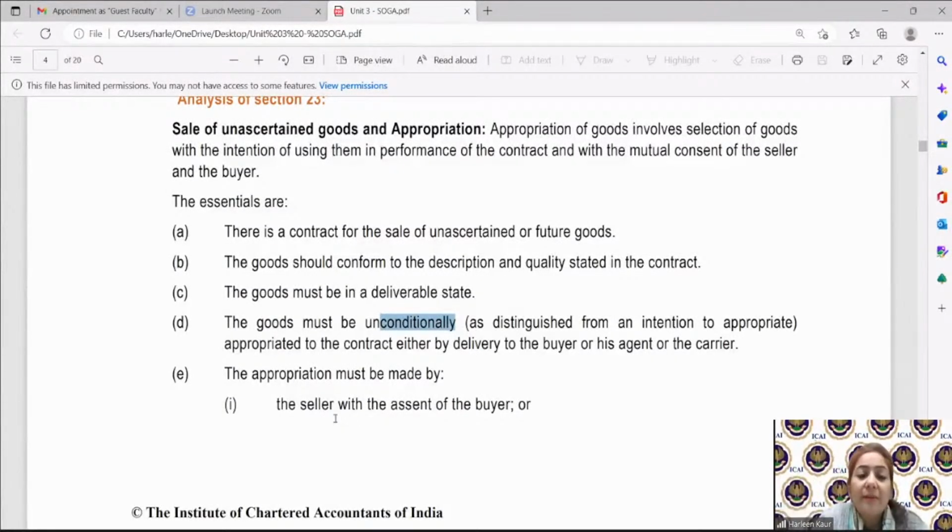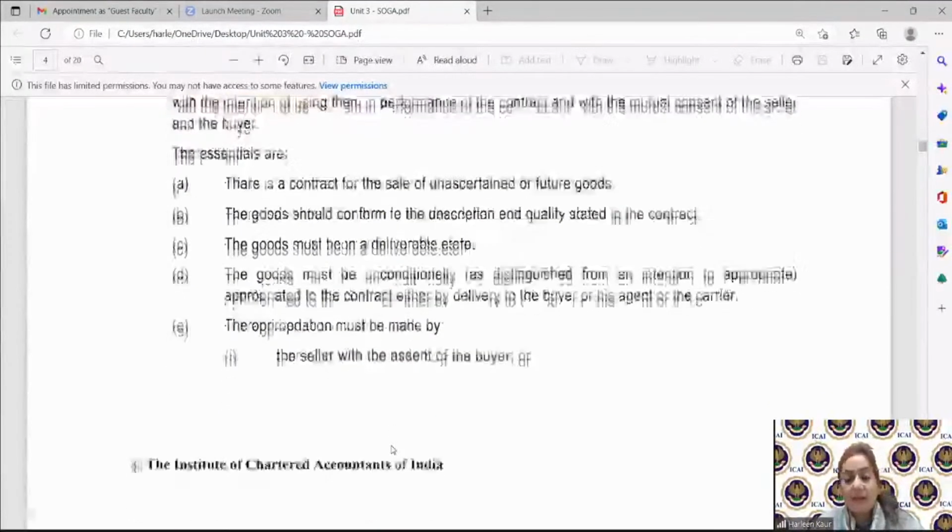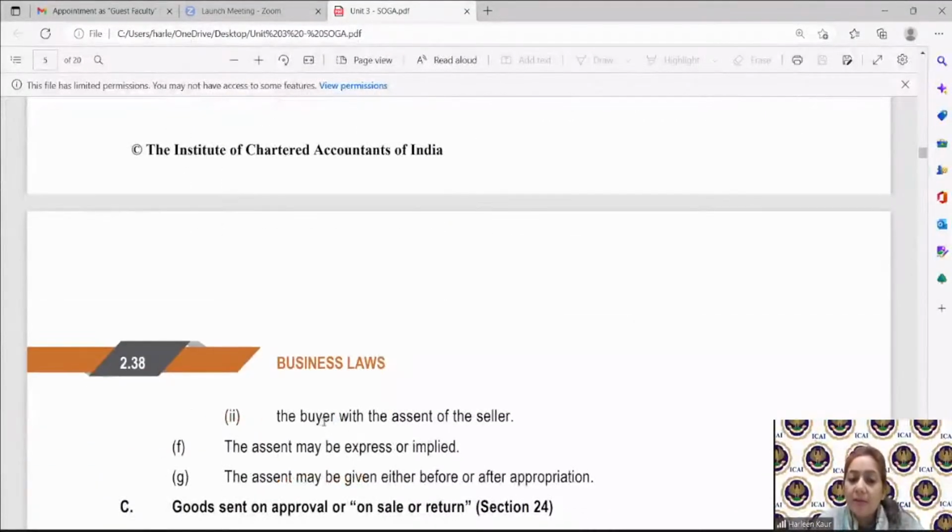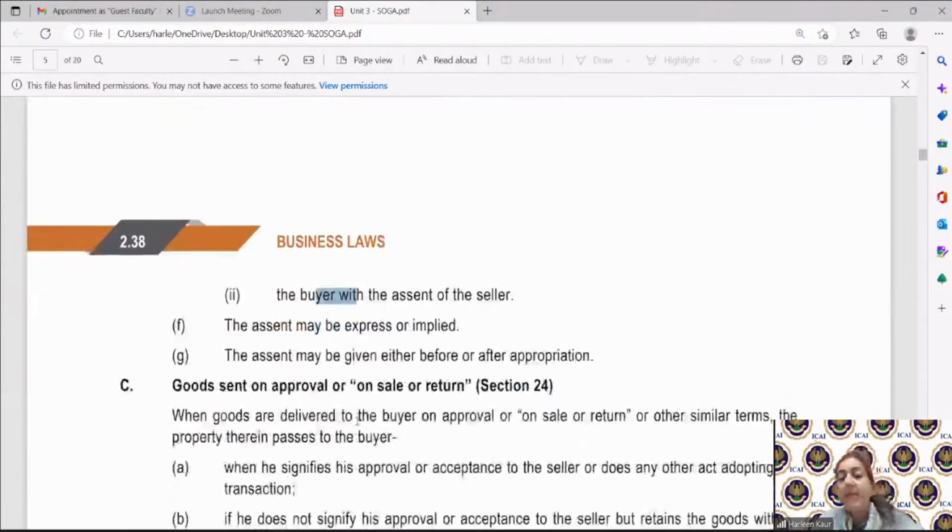And appropriation can be done either by the seller, who will ask the buyer, is this correct, or by the buyer, by asking the seller, can I just pick and pack up these goods? Assent means acceptance, can be express or implied, and can be given before or after appropriation. So either you can tell him before appropriating the goods that this is what I want, or maybe after appropriation of the goods.